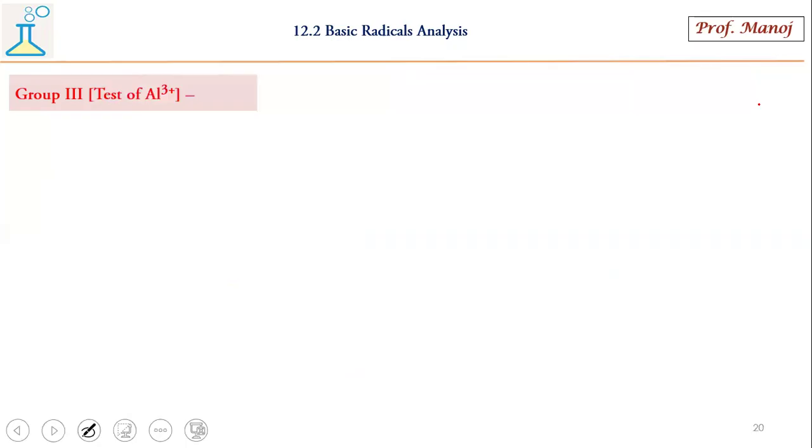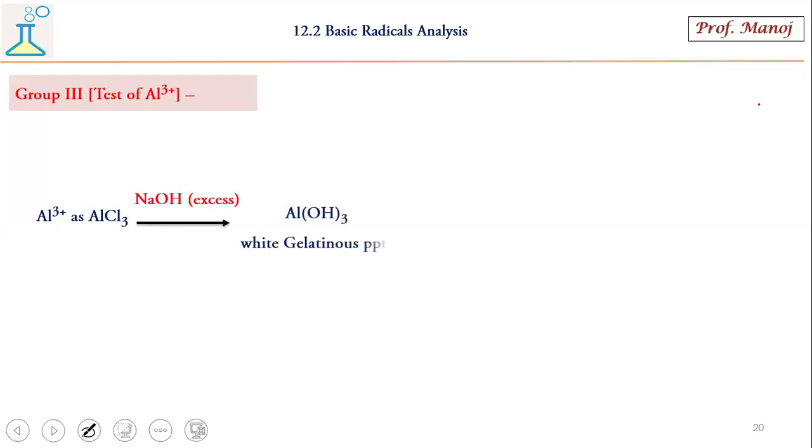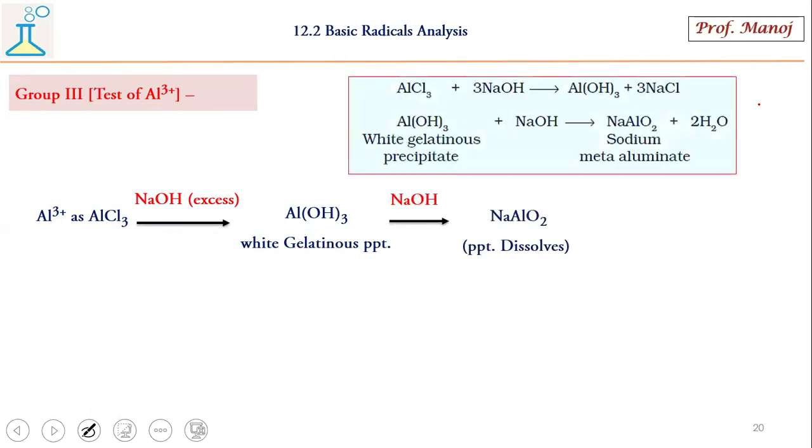So test of aluminium, it is taken as AlCl3. When you add NaOH, you get this white gelatinous PPT. When you add excess NaOH further, the PPT will dissolve. The chemical reaction involved is this one.